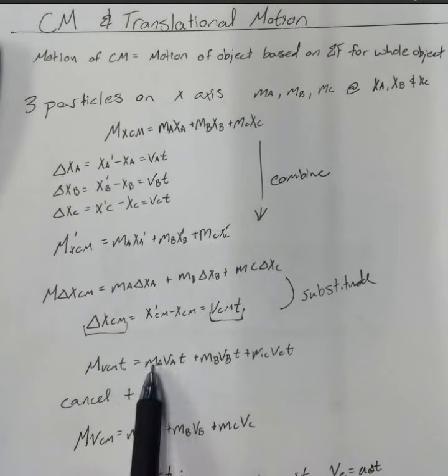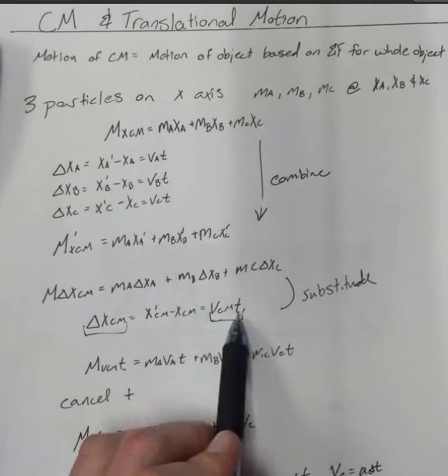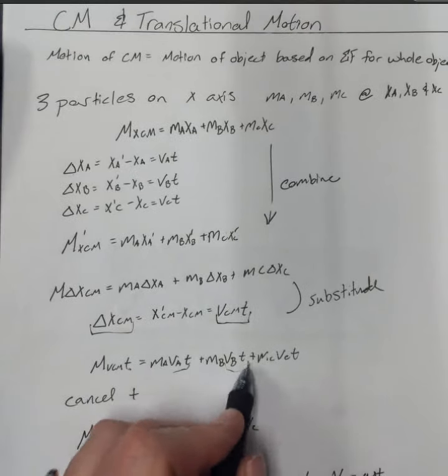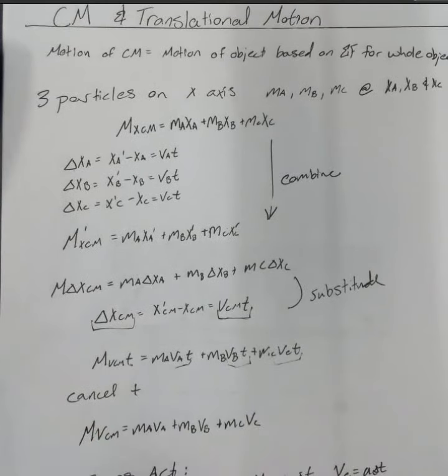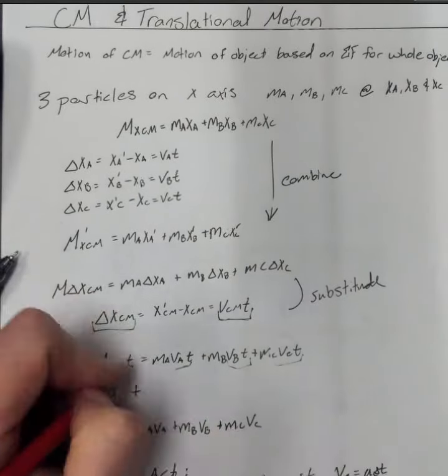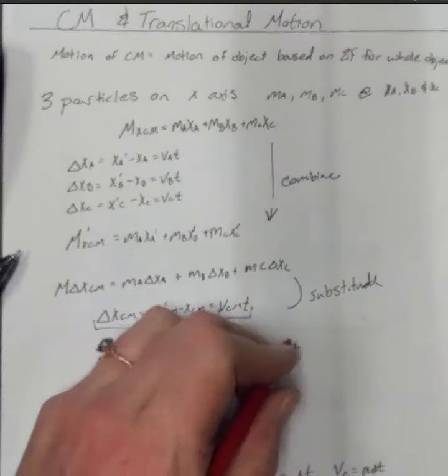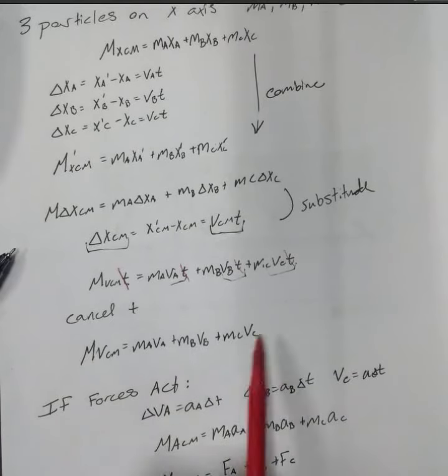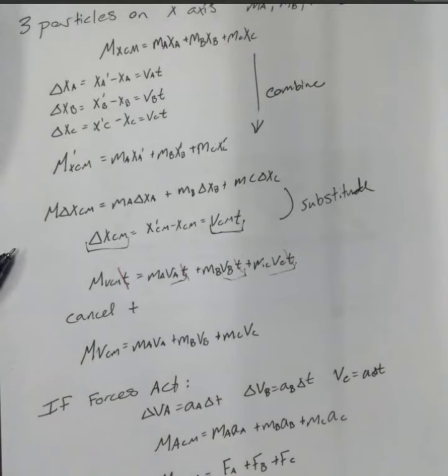So if we do that, mass times velocity of the center of mass times time, you get this. VCM times t gets replaced with VA t, VB t, and VC t. And now you have time in every single variable, so out goes each of those times. And you get, hey, look at this, what is this? This is MV, that's momentum. MV, that's momentum. MV, that's momentum.